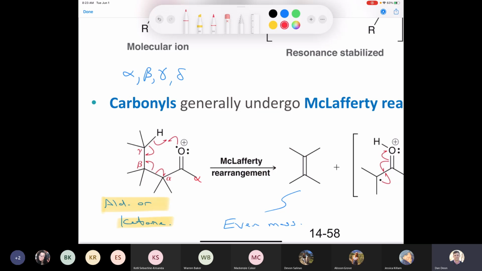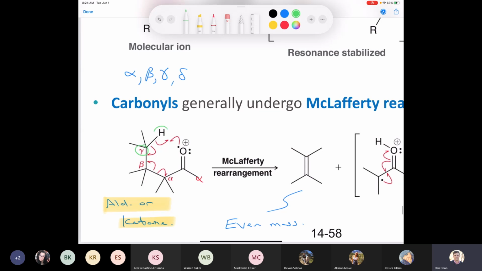You've got to have either an aldehyde or a ketone, and your gamma carbon, so I'll circle it in green, must have at least one hydrogen on it, okay? So we could even write that in here. Gamma carbon must have a hydrogen. It can have more, it could have two, it could have three, but it's got to have at least one.